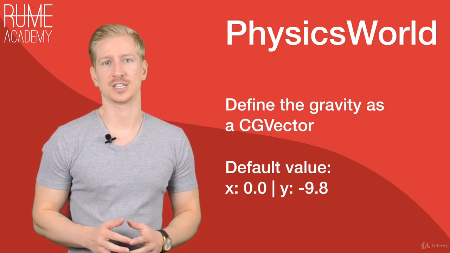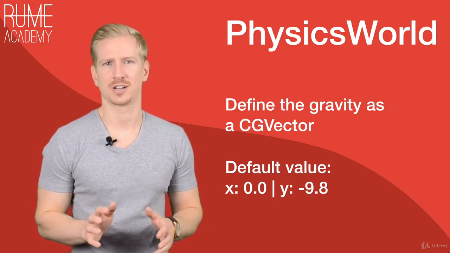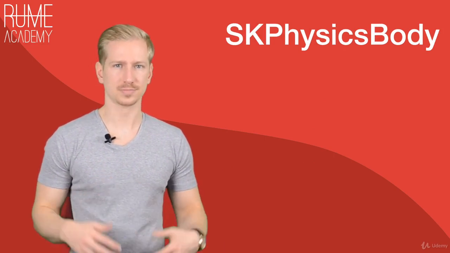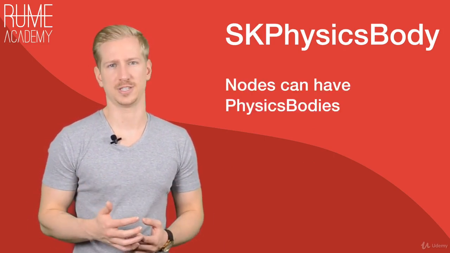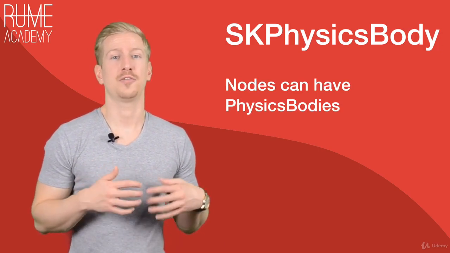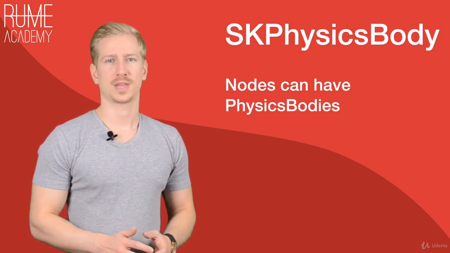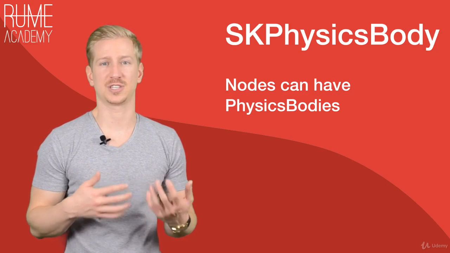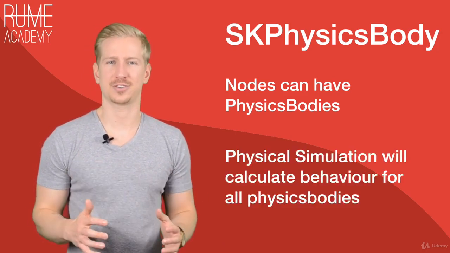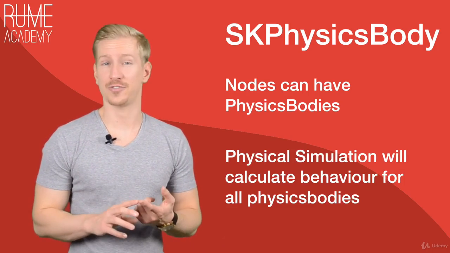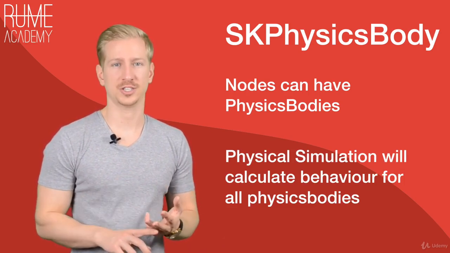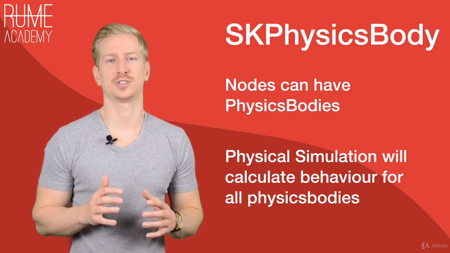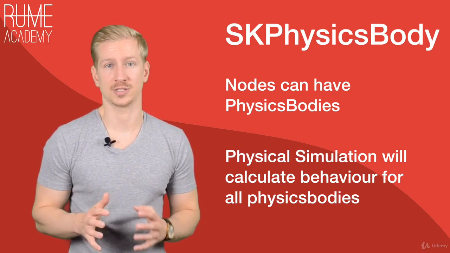The other properties of physics world are rarely ever changed. So let's move on to the SKPhysicsBody class. Nodes have a physics body property, which we can add a physics body object to. If a scene is rendering a new frame, there will always be a physical simulation, which then calculates things such as gravity, friction, or collision with other physics bodies. Afterwards, we refresh the positions of the nodes and their corresponding properties.